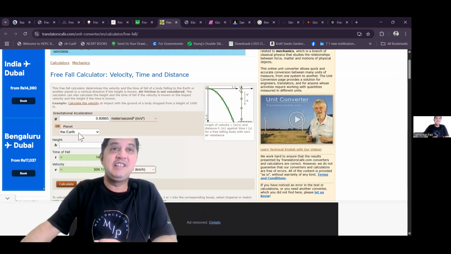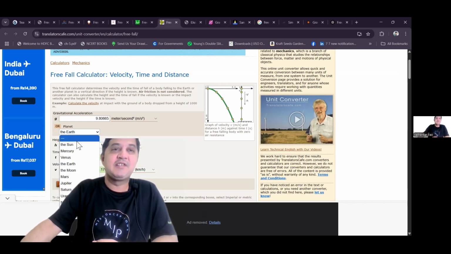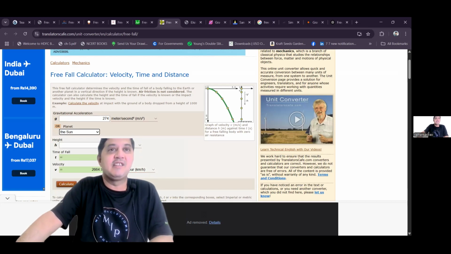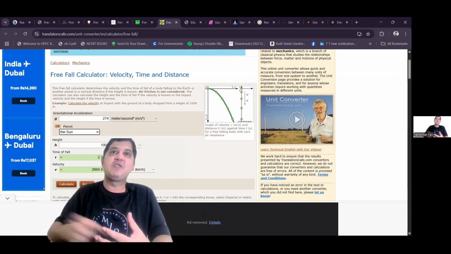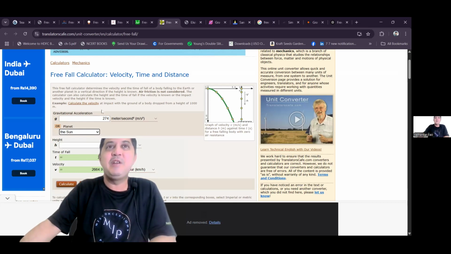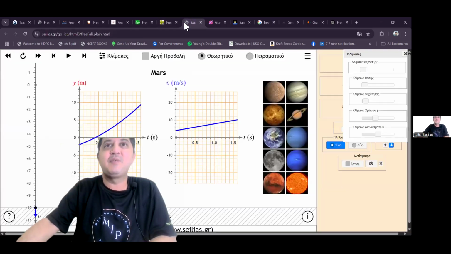And you can actually change the planets. For example, if the same object is dropped from the sun, it takes only 2.7 seconds, which relatively tells us the effect of gravity, how fast it is going to attract or grab an object, right? Okay, let me go to the next one. What is the next one here?